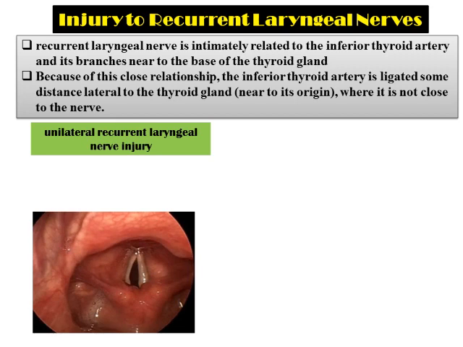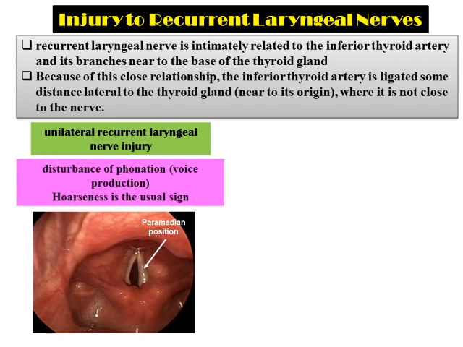In case of unilateral injury of this recurrent laryngeal nerve, the vocal cord of this side will be in a position called the paramedian position, which is midway between abduction and adduction. This will result in disturbance of phonation, which means voice production, with no effect on the respiratory process. This will result in an important sign called hoarseness of voice.